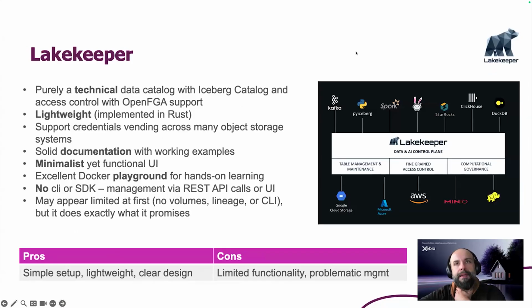Okay. The next product that is available and pretty novel is Lakekeeper. Lakekeeper is a purely technical data catalog with Iceberg catalog support and access control. In opposition to the other presented technologies, it's implemented in Rust. When compared to, for example, Polaris or Apache Gravitino, it's really lightweight.